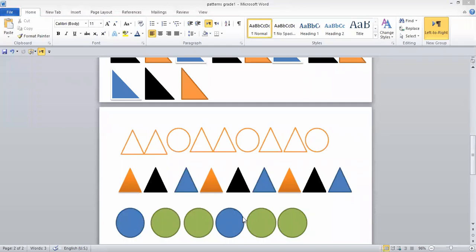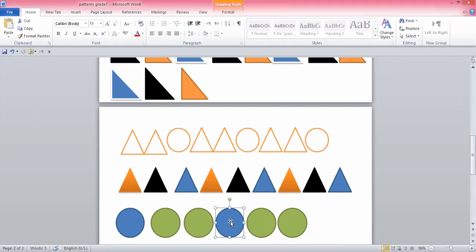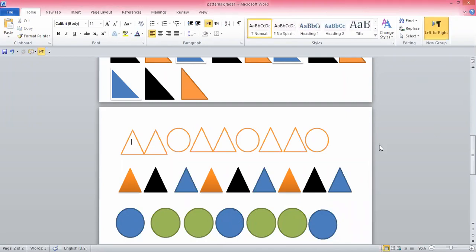Because in the pattern, after two green circles, there is a blue circle. Okay, that's very good. All right, guys. Now I draw here a blue circle. After this blue circle, which color circle should be next?